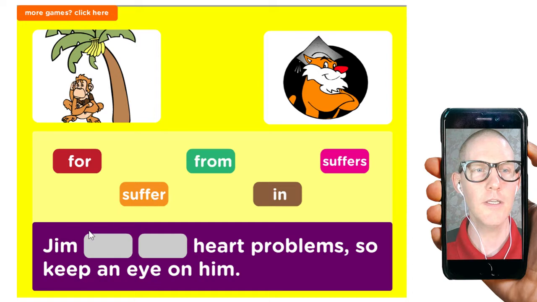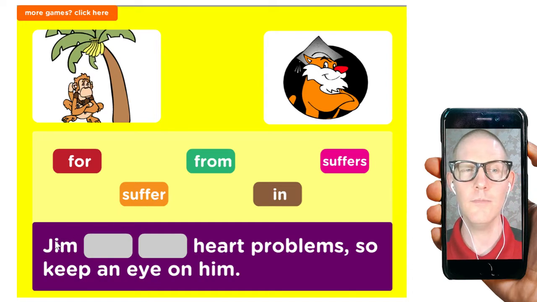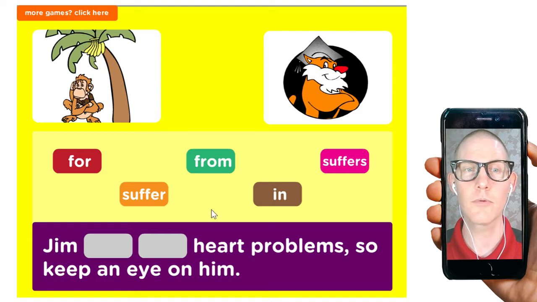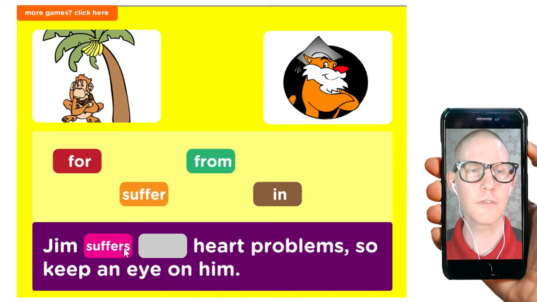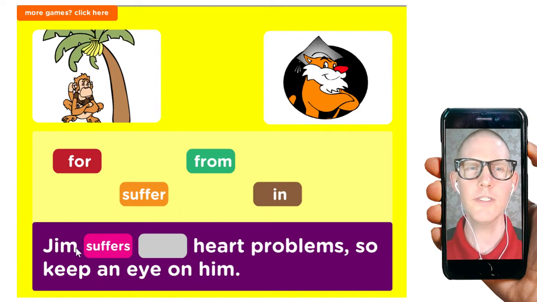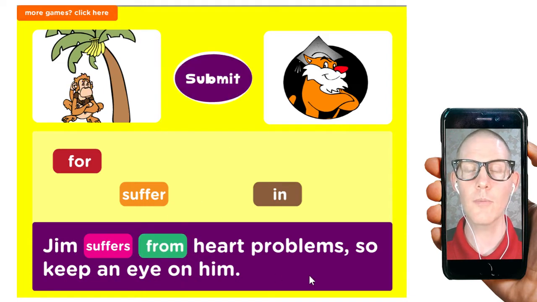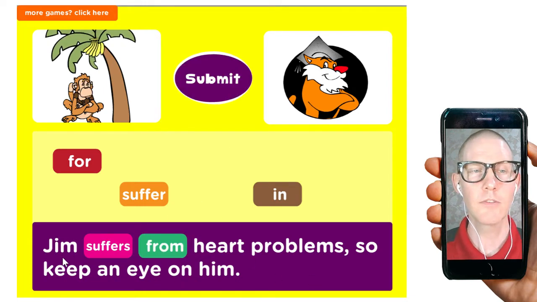So let's see. It's Jim, so it's just one person, right? So we can't use suffer because that would be for more than one person. They suffer. We suffer. Jim and Fred suffer. So we need suffers. All right. And what is the reason that he suffers? Well, he suffers from heart problems. Okay. So repeat.